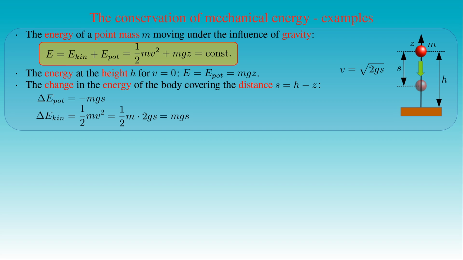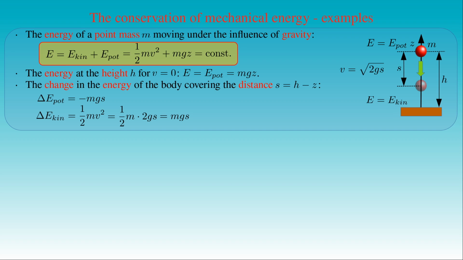Since the kinetic energy of the point mass is 0 in its initial state, this is equal to the change in its kinetic energy when it covers the distance s. The comparison of the expressions obtained for the change in the two forms of energy shows that the kinetic energy of the point mass vanishes at the height h and its total energy is equal to its potential energy. Conversely, when the falling body reaches the ground, its potential energy vanishes and its total energy is equal to its kinetic energy.